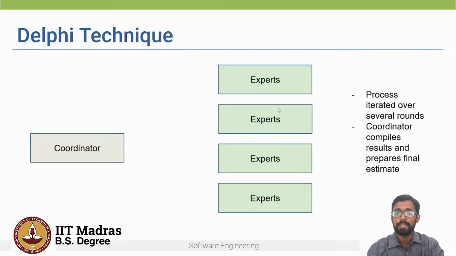This process is iterated over several rounds, and the coordinator compiles the results and prepares the final estimate. As we saw, no discussion between the experts is allowed during the entire estimation process, because some people can get influenced by an experienced or a senior estimator. After several rounds of iterations, the coordinator takes responsibility for compiling all the results and preparing the final estimate.